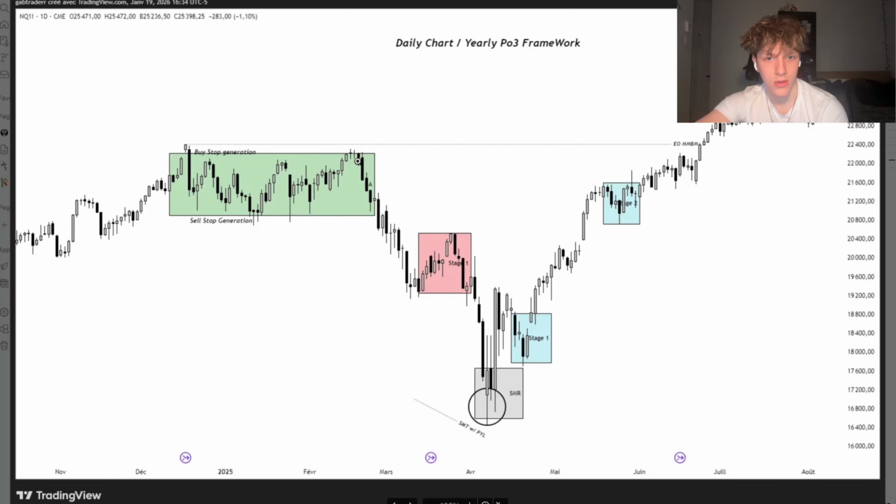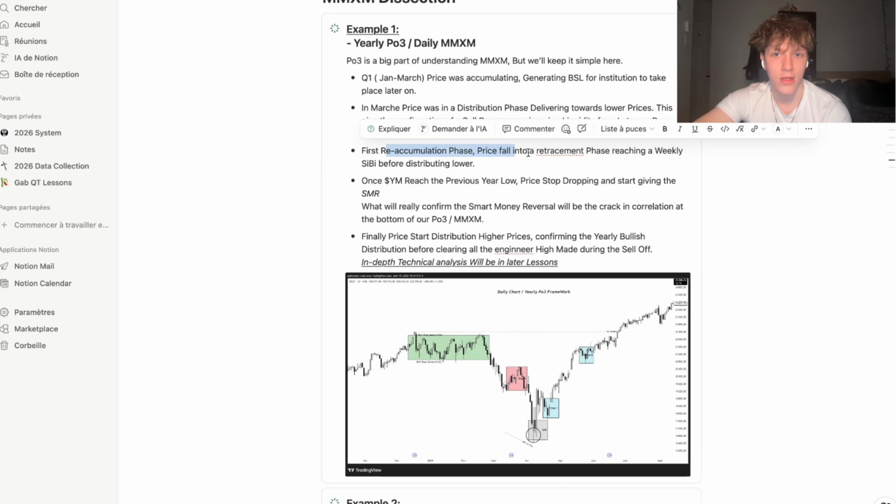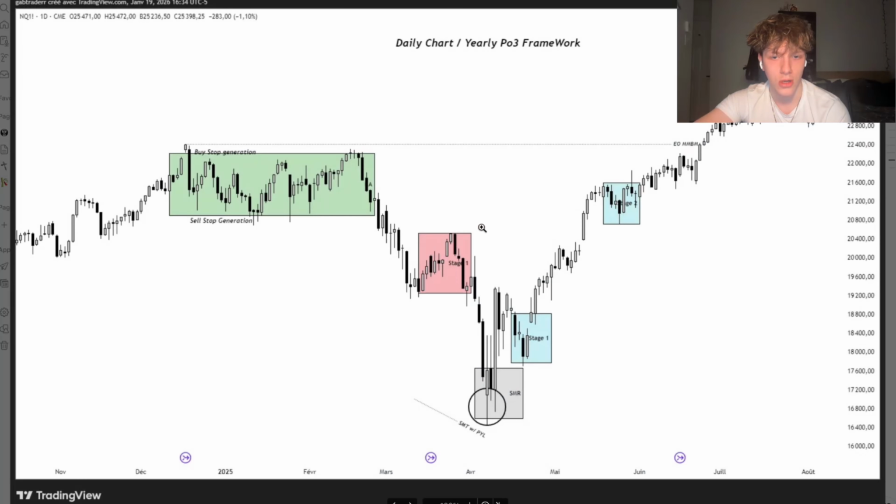As you can see in the picture, we got a solid displacement. We retrace, so the phase I talk about, retracement, engineering buy side liquidity, and then drop, confirming the market makers sell program for the market maker buy model. After that, first reaccumulation phase, price falls into a retracement phase, reaching a weekly CB before distributing lower. What I just talked about over there.